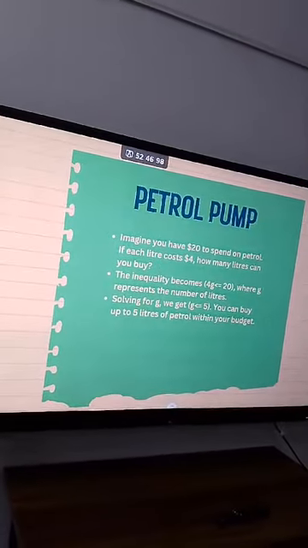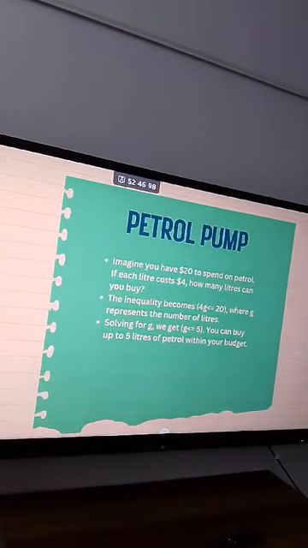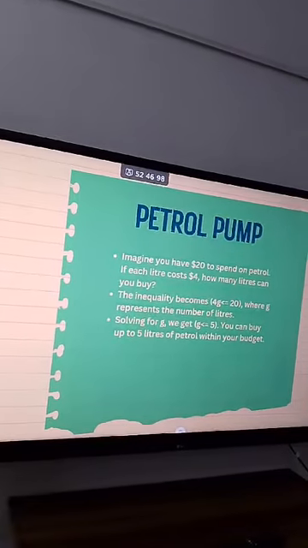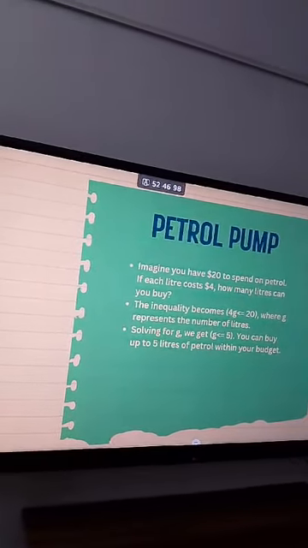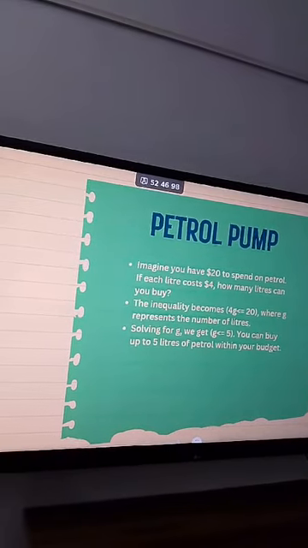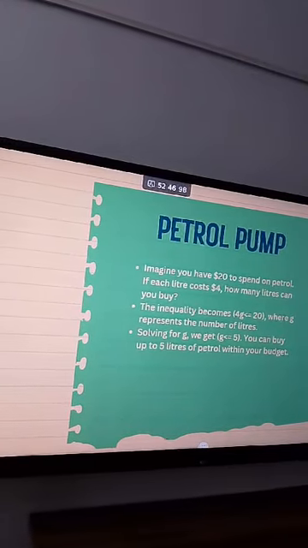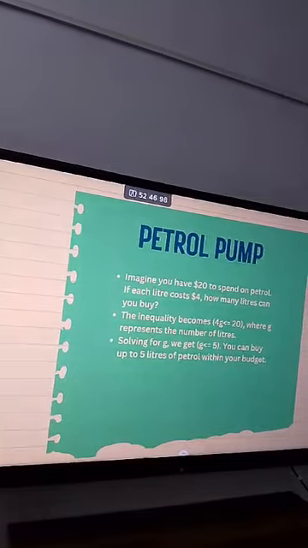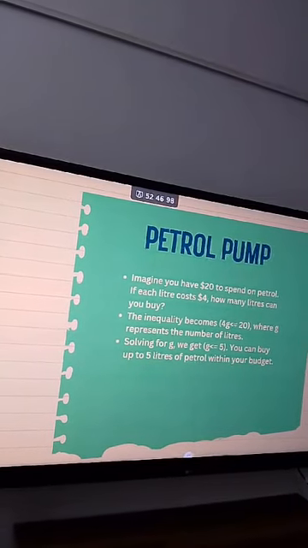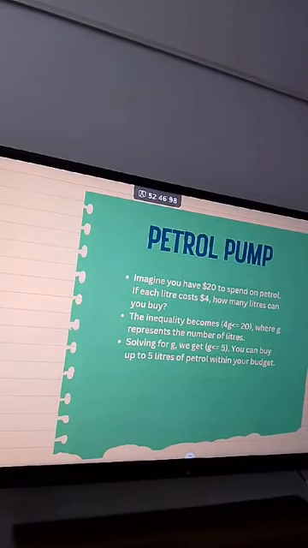Another example, petrol pump. Imagine you have $20 to spend on petrol. If each liter costs $4, how many liters can you buy? The inequality becomes 4G ≤ 20, where G represents the number of liters. Solving for G, we get G ≤ 5. Hence, you can buy up to 5 liters of petrol within your budget.